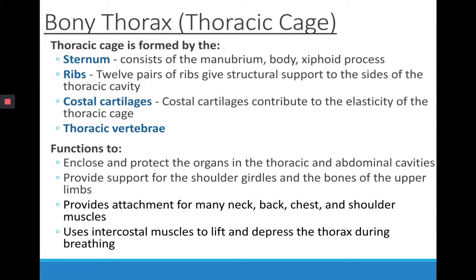The functions of the thoracic cage include protecting organs like the lungs, and protecting things like the heart, so protecting the pleural and pericardial cavities. We're also going to see a lot of support for the shoulder girdles made up of the clavicle and the scapula, and even the bones of the upper limbs. There's attachment for plenty of neck, back, chest, and shoulder muscles, and we're going to see intercostal muscles in between the ribs, which are part of the thoracic cage, and they're going to make sure that breathing can occur because they're able to lift and depress the thorax during that process of respiration.